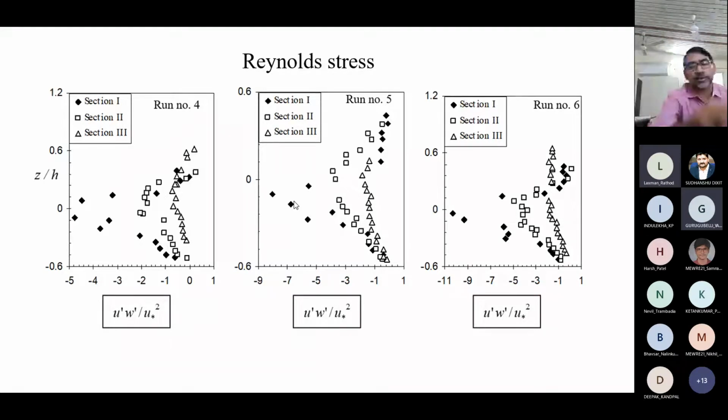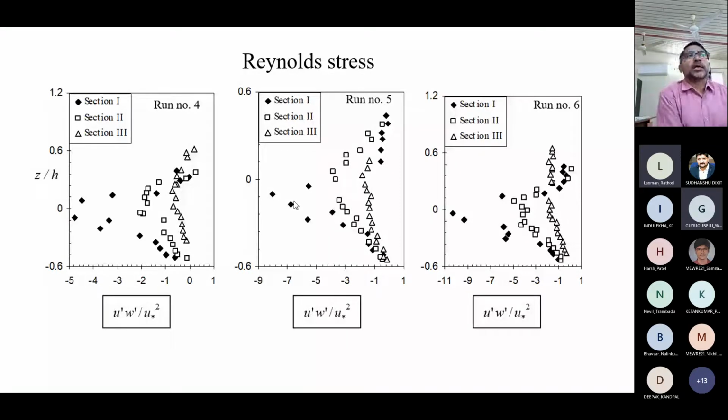Sir? Yes. Hello. Yes, please. Are the sections constant for each run, the sections where the observations are taken? You mean to say that? Yes, sir. Actually, आपका जो data है वो 6 run का है, so in all of the 6 runs are the sections constant?